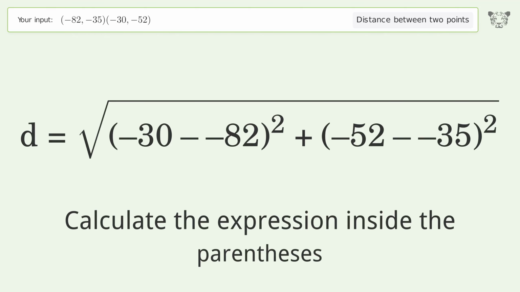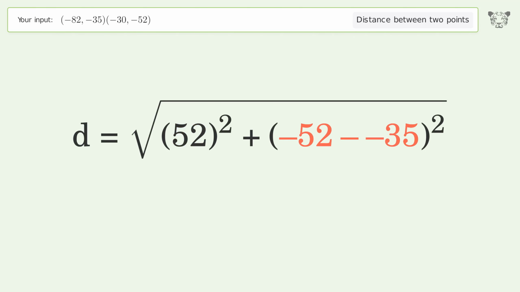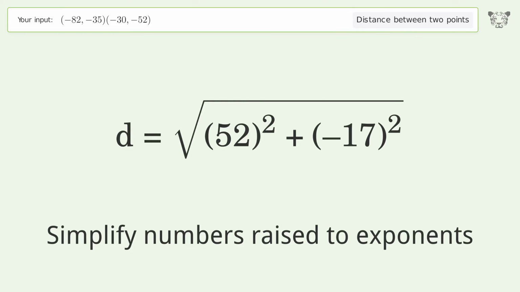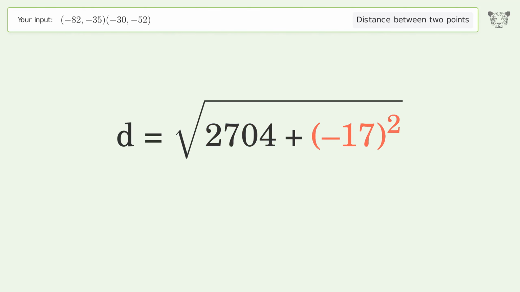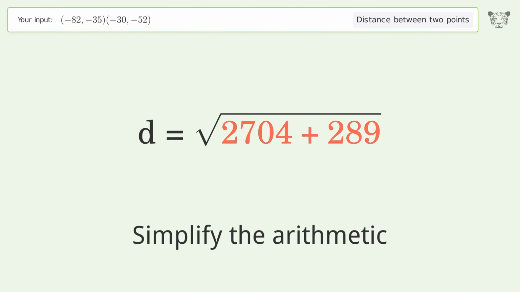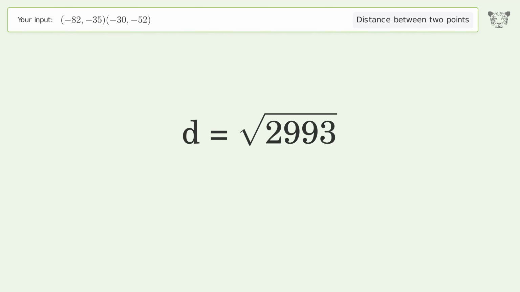Calculate the expression inside the parentheses. Simplify numbers raised to exponents. Simplify the arithmetic. And so the distance between the 2 points is the square root of 2,993, or 54.708.